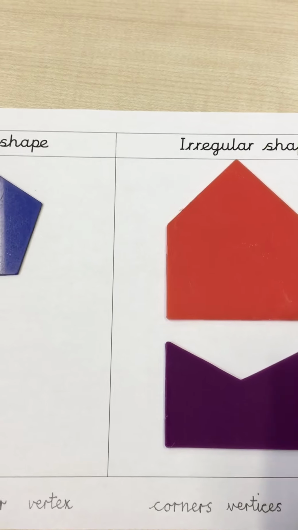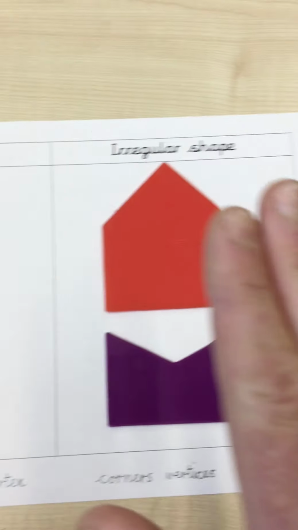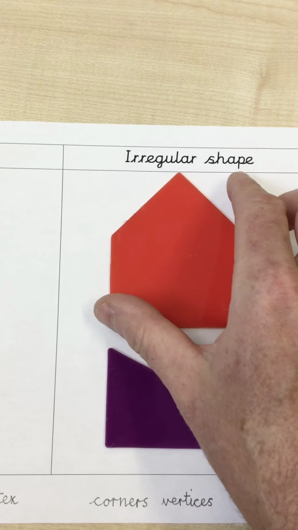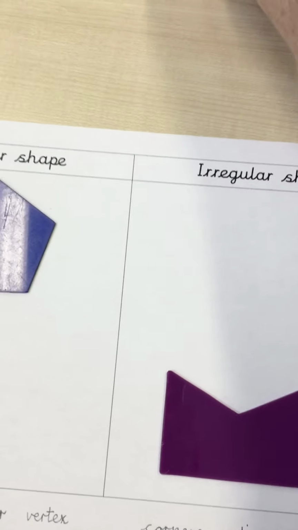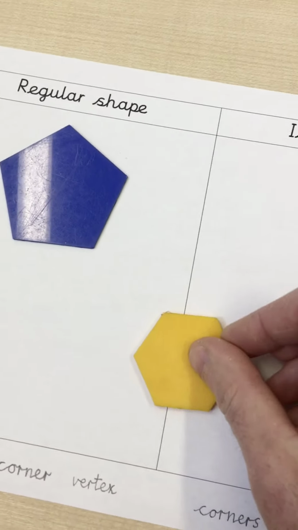Okay, so we've just spoken about pentagons. All of these are pentagons. This one's regular because it's all the same. These aren't, because the corners, the vertices are different, and the sides are different lengths. Let's move on.